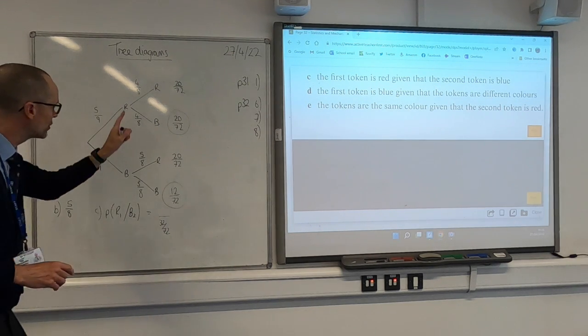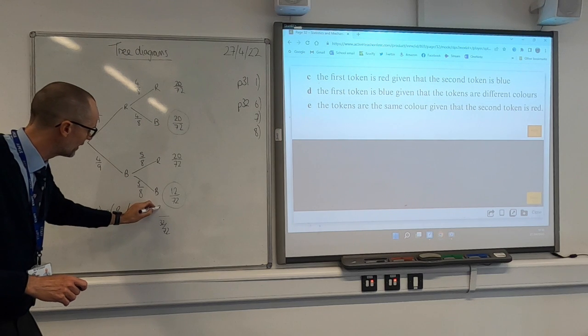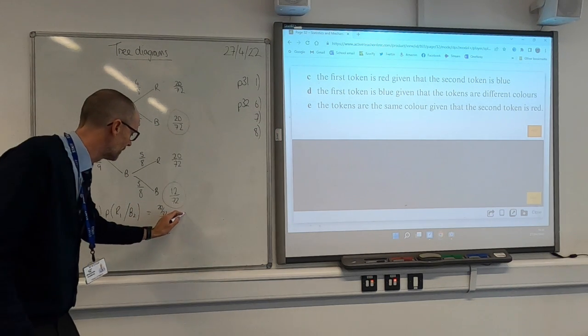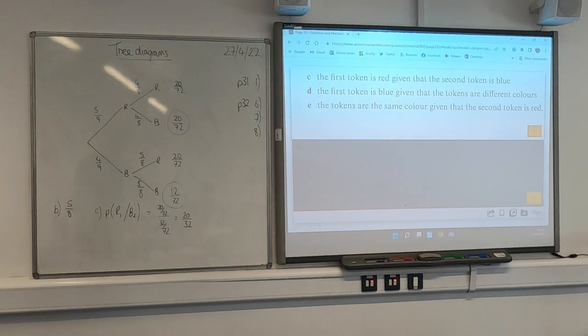So of those two, which involve the first one being red? Well, it's that one. So that's 20 out of 72 divided by 32 out of 72, which is 20 out of 32, which simplifies to something or other.